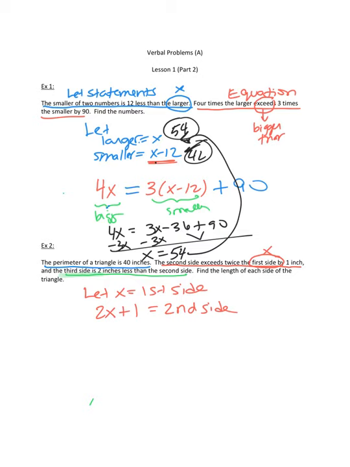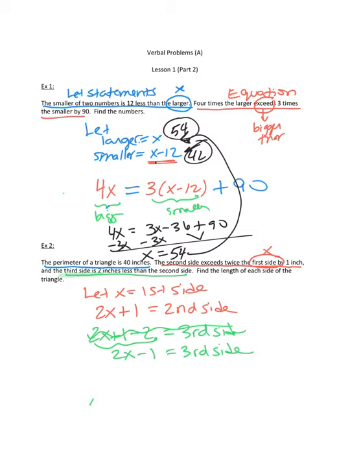So the second side is 2x plus 1. This one's 2x plus 1, but 2 less than that, so minus 2. That's the third side. And I'm going to simplify this because 1 minus 2 can be subtracted. It becomes 2x minus 1. That's what I'm going to call the third side.